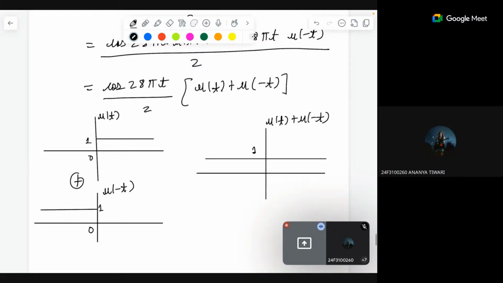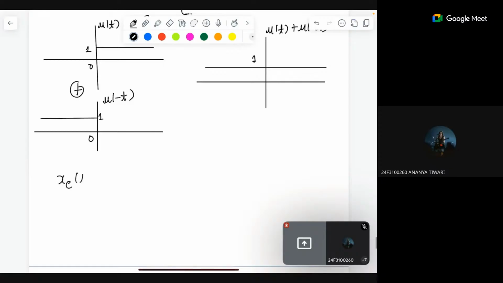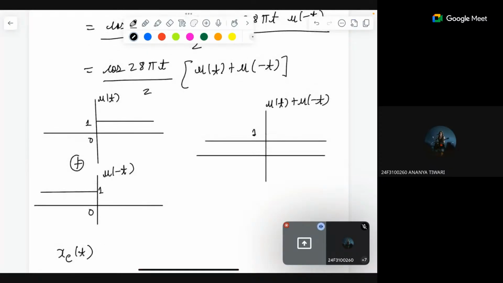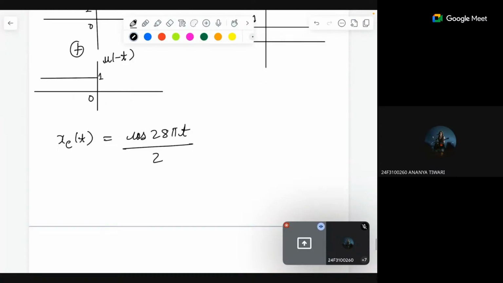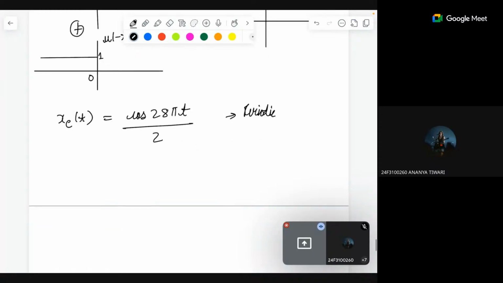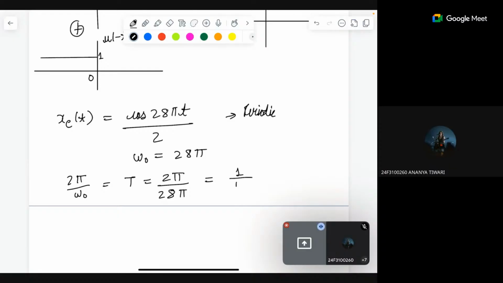So that means the even part of the signal is, with 1 in the bracket, cos(28 pi t) divided by 2. Is it clear how we calculated the even part? Yes, ma'am. So now we have this even part. Is it periodic? Yes, because it is a sinusoid, a cosine signal. Omega naught is 28 pi, and time period is 2 pi divided by omega naught, so 2 pi divided by 28 pi, which is 1 by 14 seconds. Is this clear? Yes, ma'am.